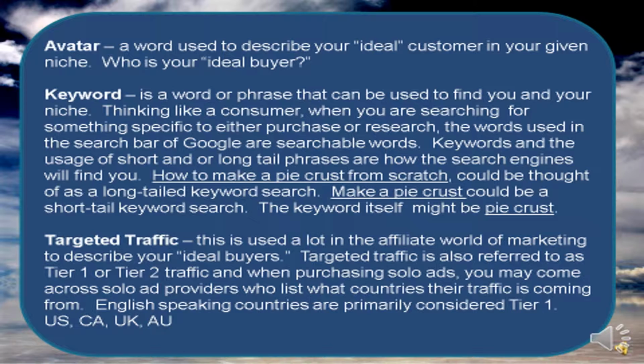And when you're purchasing solo ads, you may come across solo ad providers who list what countries their traffic is coming from. Tier 1 traffic is truly considered highest quality traffic, number one. Number two, it's going to be traffic that is English speaking. The four English speaking countries that are primarily for tier 1 traffic are US, Canada, UK, and Australia. And I believe New Zealand is added to that list as well.